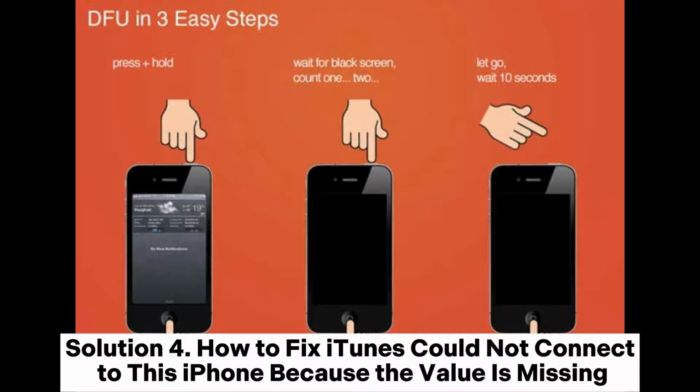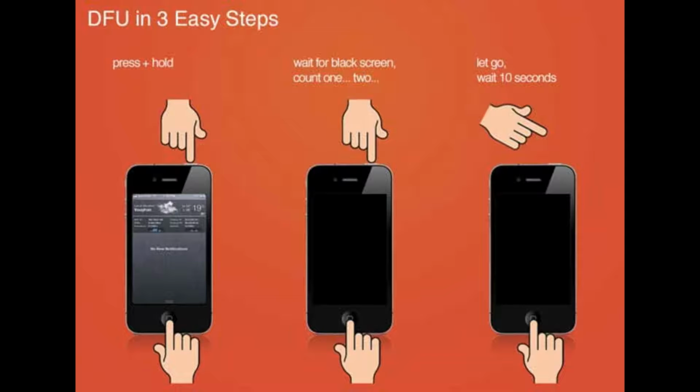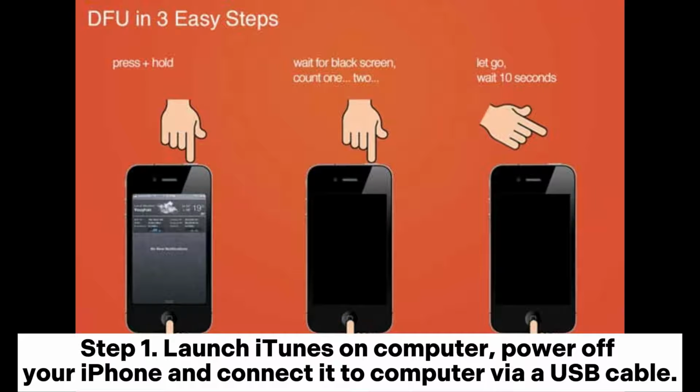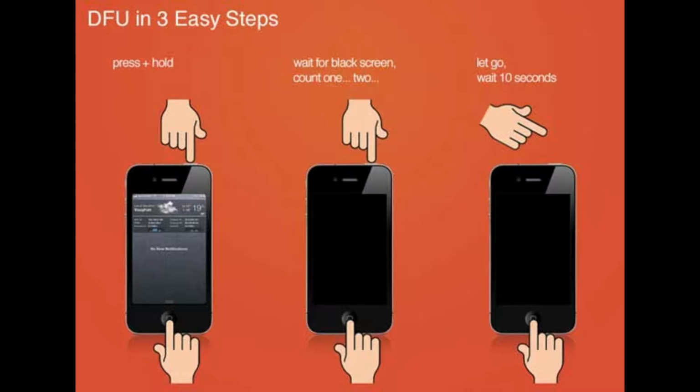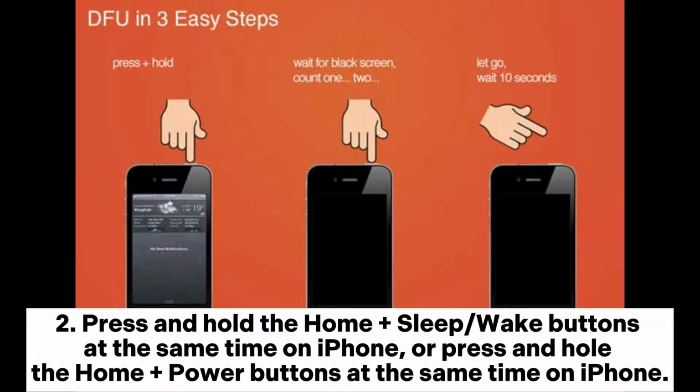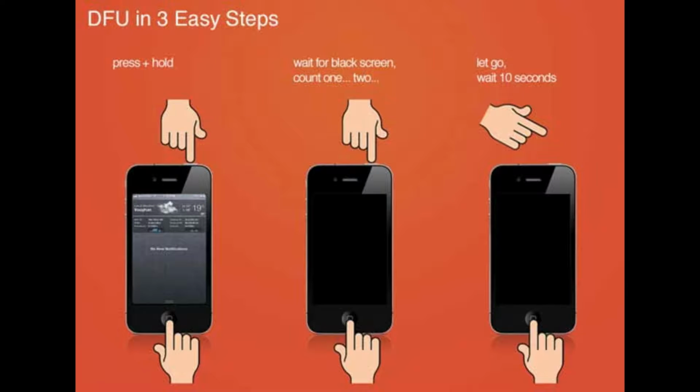Solution 4. How to fix iTunes could not connect to this iPhone because the value is missing. Step 1. Launch iTunes on computer. Power off your iPhone and connect it to computer via USB cable. 2. Press and hold the Home plus Sleep or Wake buttons at the same time on iPhone, or press and hold the Home plus Power buttons at the same time on iPhone.